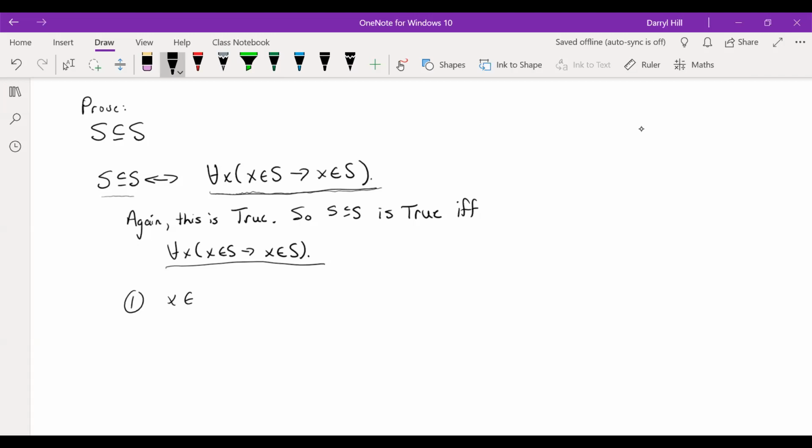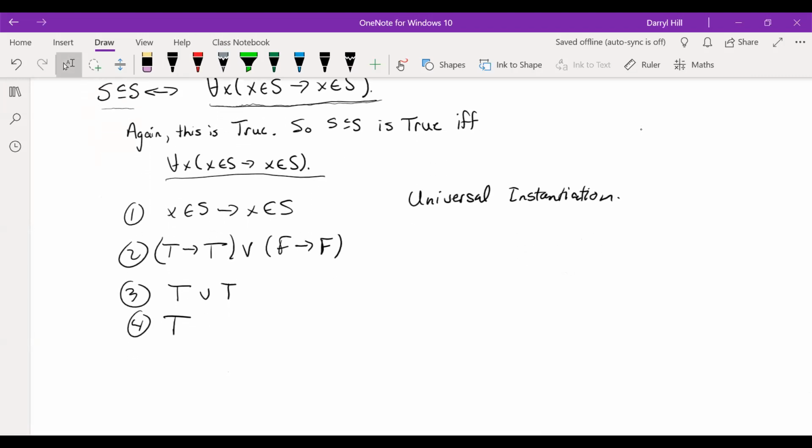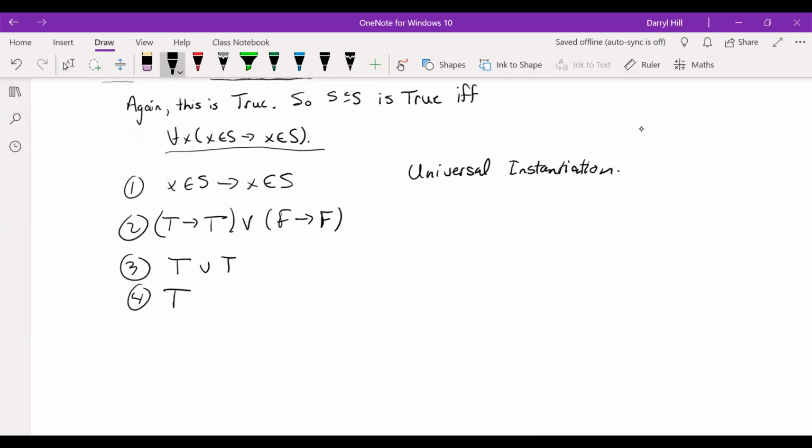Actually, we can just use universal instantiation. And now either X is a member, and this is true implies true, or X is not a member, and this is false implies false. So this is true or true, and that's true. Then you can use universal generalization to say that since we've instantiated some arbitrary element, for all X, if X is a member of S, then X is a member of S. Okay, any questions?